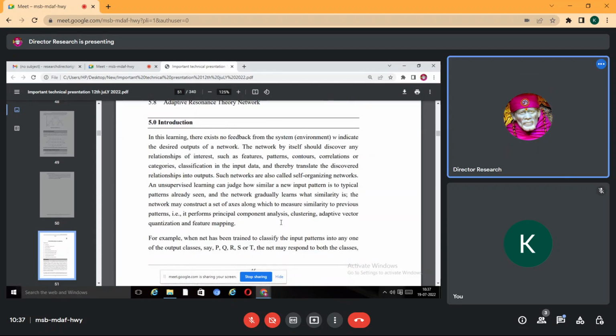In this learning introduction part, there exists no feedback from the system environment. There are no desired outputs for the network. The network by itself should discover any relationships of interest, such as features, patterns, contours, correlations, or categories, classification in the input data, and thereby translate the discovered relationships into the outputs. Such networks are also called self-organizing networks.